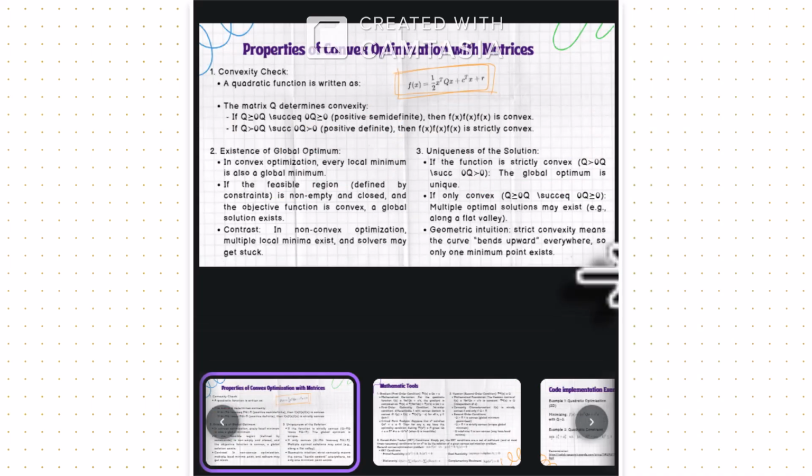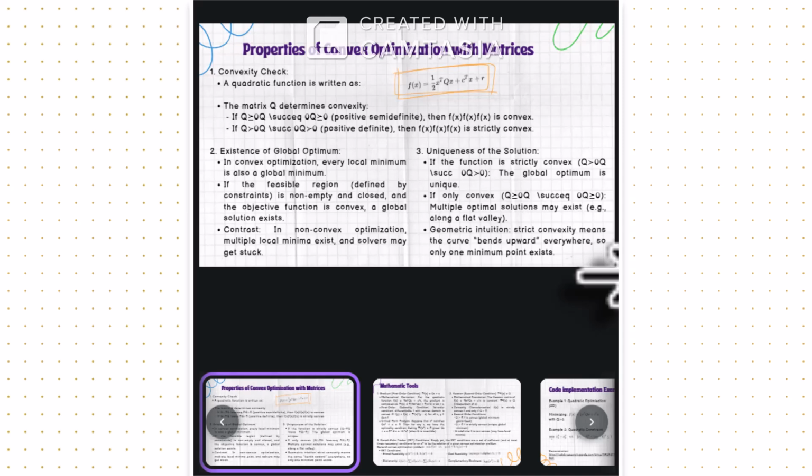So now talking about the properties, first convexity check. A quadratic function is written as f(x) equals 1/2 times x transpose Qx plus c transpose x plus r.